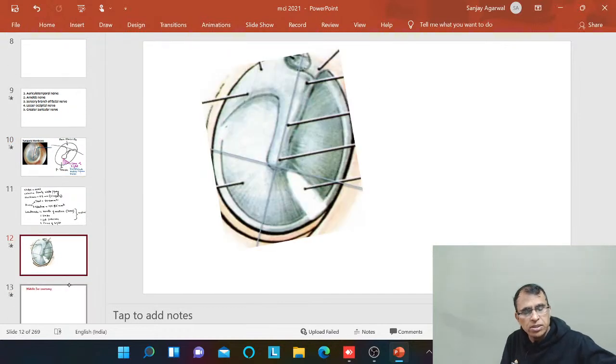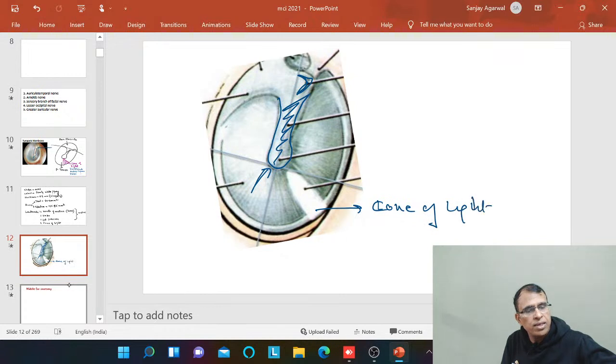Look at another image. What is this whole thing? Handle of Malleus. What is this tip? Umbo. What is this bony projection? Lateral process. And I'm sure you know this now. This is cone of light. So very good.